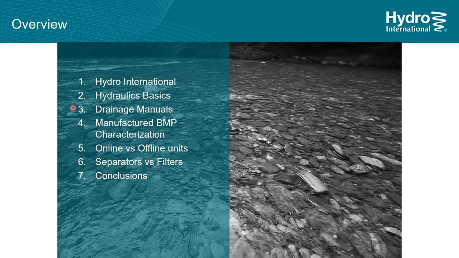Then I'm going to talk about how drainage manuals, guidance manuals in different states and cities and different countries use these hydraulics basics to apply to the design of stormwater drainage systems. I'll talk a little bit about how manufactured BMPs, such as hydrodynamic separators and filters, are characterized hydraulically. The difference between online and offline separators and filters, and just generally, separators and filters operate differently hydraulically. So what is the difference between these two things? And then I'll give some conclusions, some thoughts for you to take away with you.